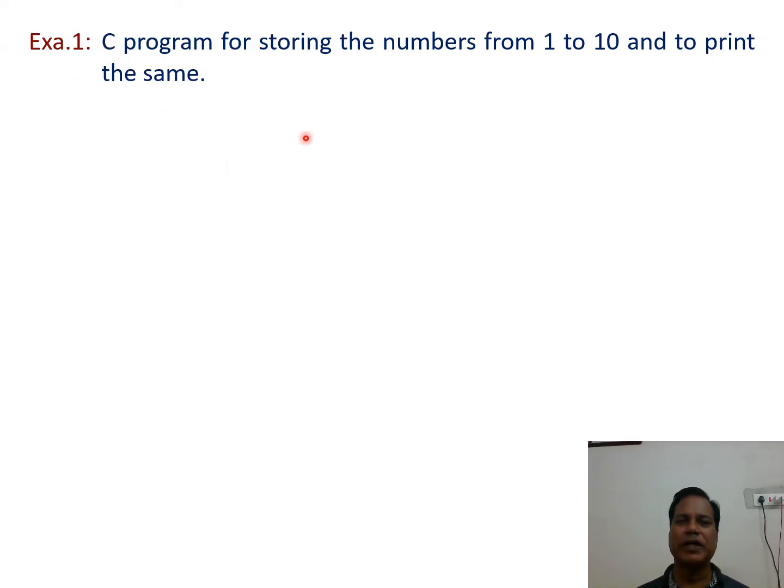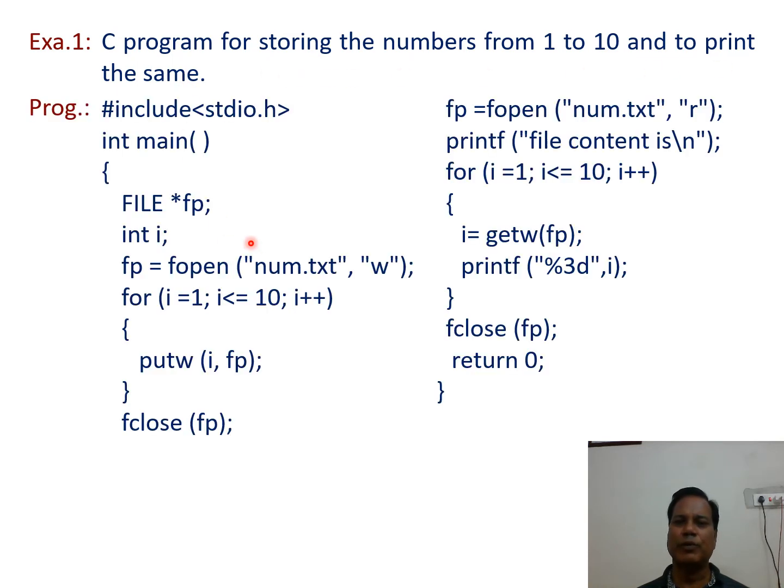Now let us discuss an example program. In this example, a C program stores the numbers from 1 to 10 and prints the same. So an example program may be written like this one. The first statement includes the standard input output .h header file in our program. Then the first statement of the main function declares the file pointer fp, and the second statement, int i, declares the integer variable i.